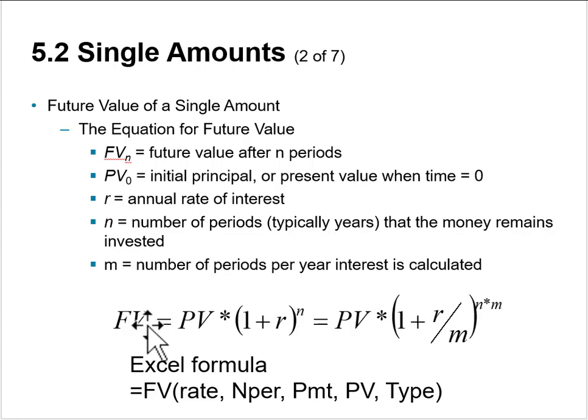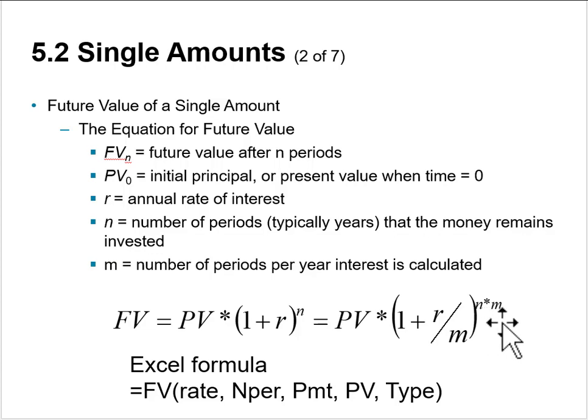And of course, what I've provided here is the formula. Now, this is our basic formula. But if you want to assume that sometimes interest is paid more often than once a year, we do need to adjust this formula. So to find the actual future value, you must divide R by M, the number of periods per year that you calculate interest, and the exponent here needs to be N times M.